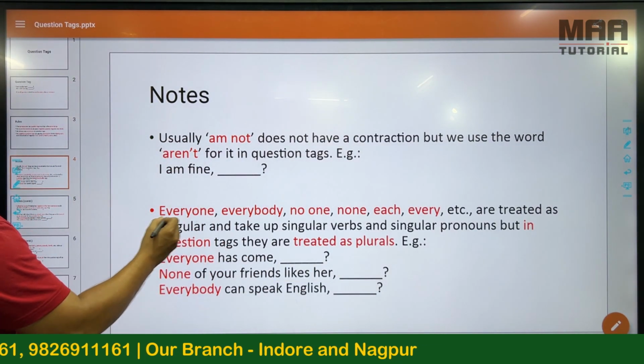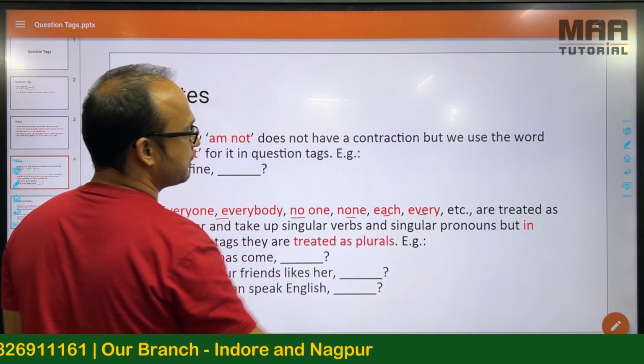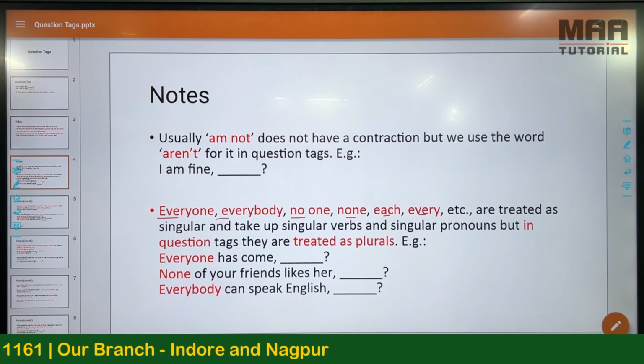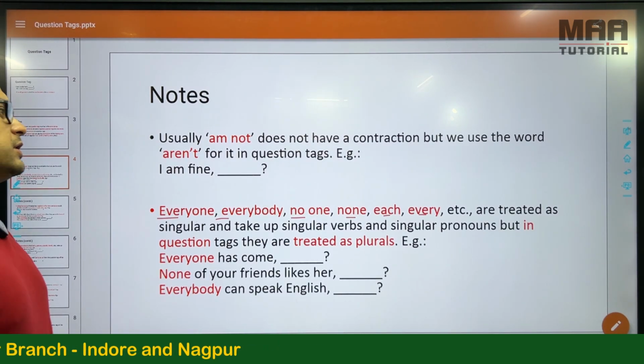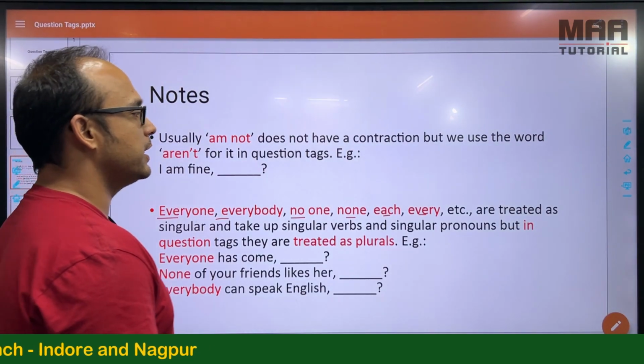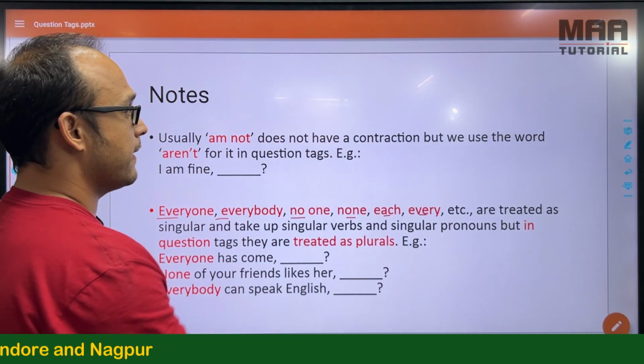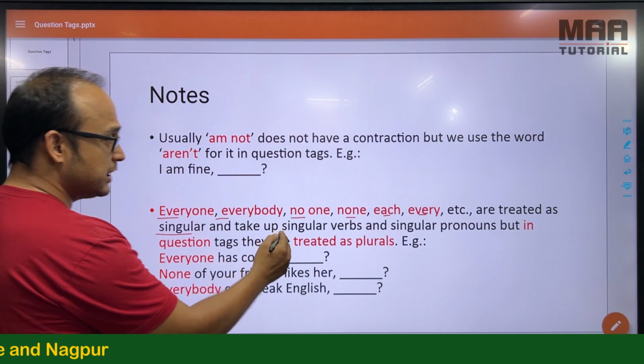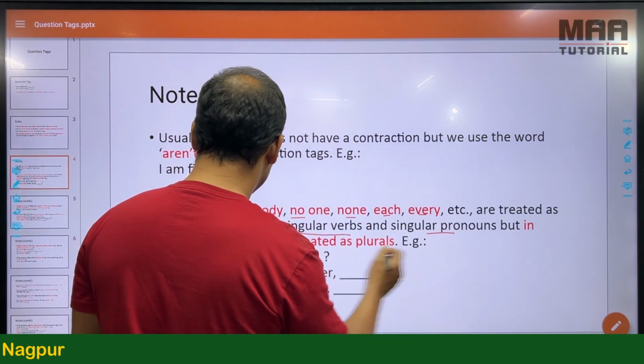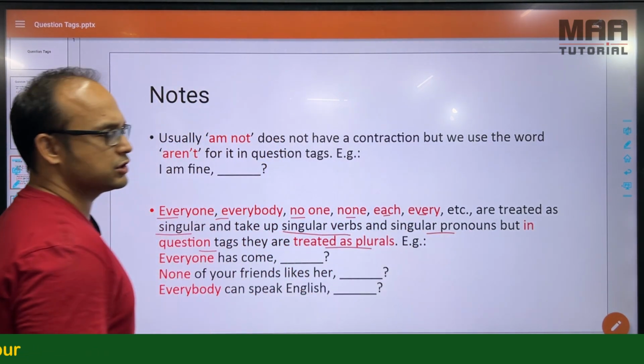Next, beta. Now, everyone, everybody, no one, none, each, every: you must remember these from pronouns, distributive pronouns, and indefinite pronouns as well sometimes. But distributive pronouns, let's talk about them. They are treated as singulars, and take up singular verbs. But in the question tags, they are treated as plural.